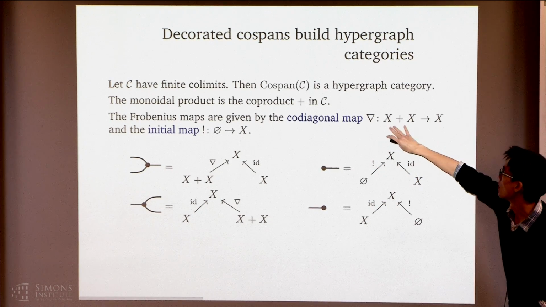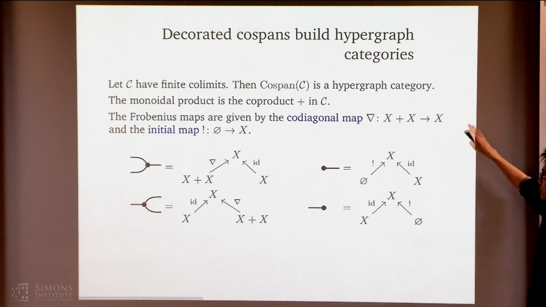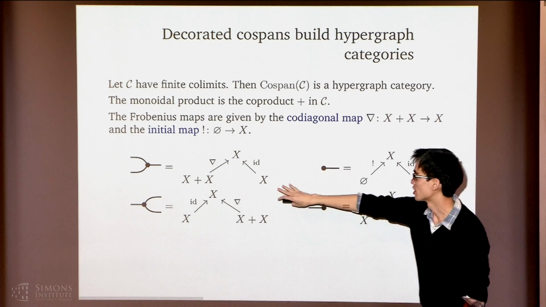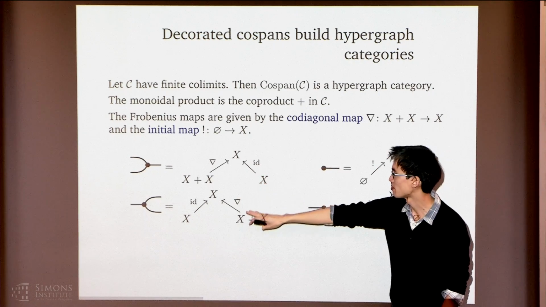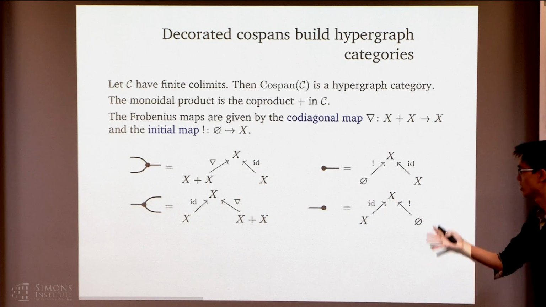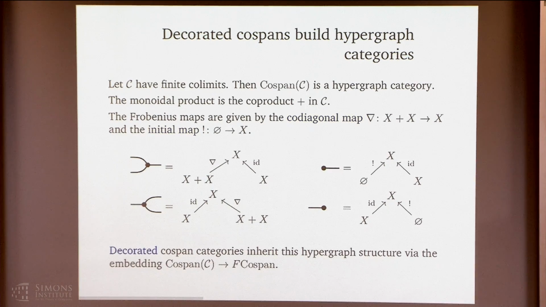So by properties of the coproduct, we always get a map from the coproduct of an object X with itself to X. And so we can get this Frobenius multiplication by using the codiagonal map, the comultiplication by taking the opposite map, and similarly the unit and the counit are given by the initial map and its opposite. And this allows this more hypergraph notion of wiring diagrams. So in every decorated cospan category, we get a notion of empty or undecorated cospan.